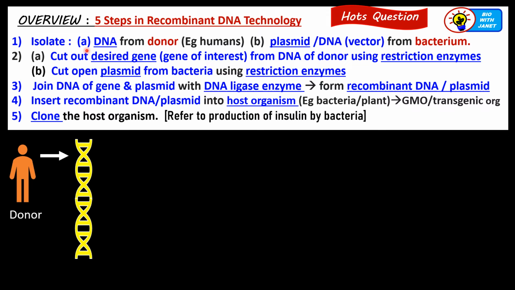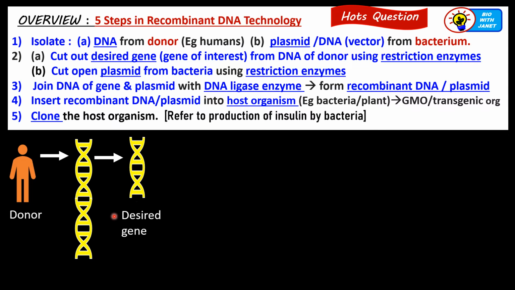And after that, we have to cut out the desired gene, called the gene of interest or the required gene, from the DNA of the donor, right, from the humans. And we use restriction enzymes to do it, which is a special type of enzyme. The gene is just a shorter segment of the long DNA strand here. So we cut it out specifically with restriction enzymes.